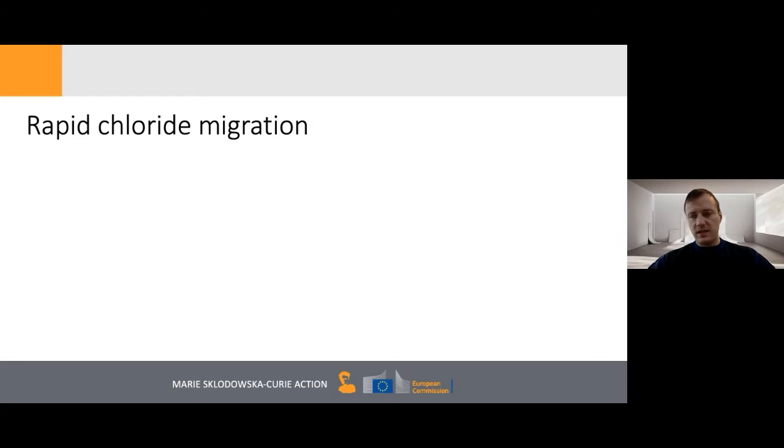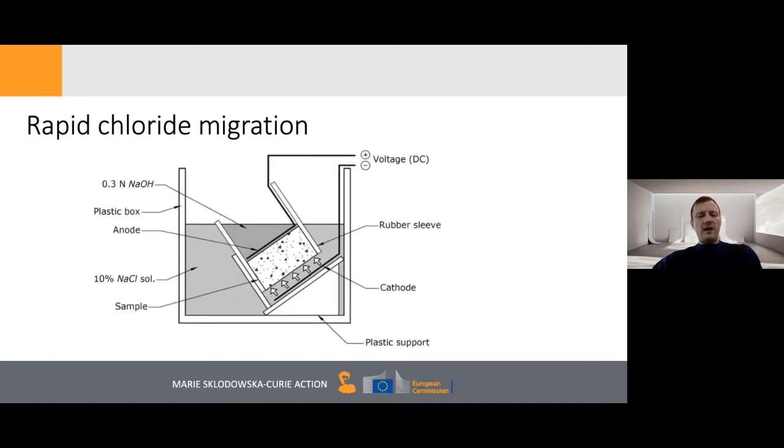So another process that we simulated was a process of rapid chloride migration. As I said, in the first part of our development, we simulated chloride diffusion, in which chlorides move under a concentration gradient. But this process is relatively slow in nature. Actually, in practice, it takes years for chlorides to penetrate to the steel. So commonly, in practice, if you want to characterize how good your concrete is in terms of chloride transport, you use an accelerated experiment, which is called the rapid chloride migration experiment.